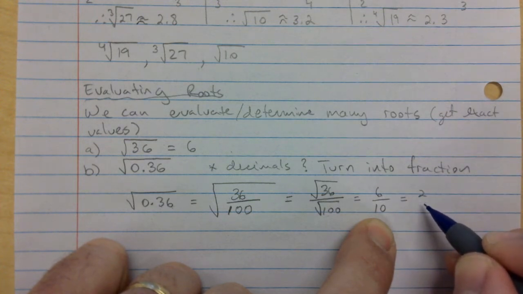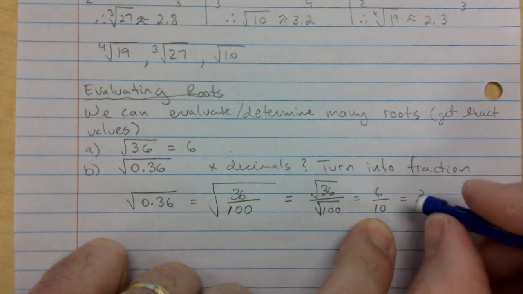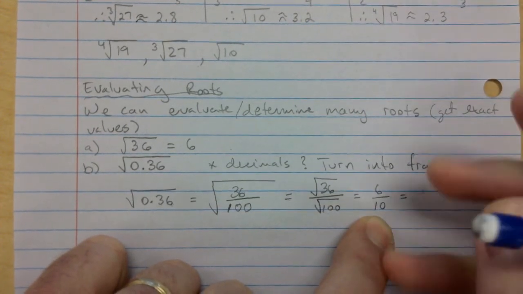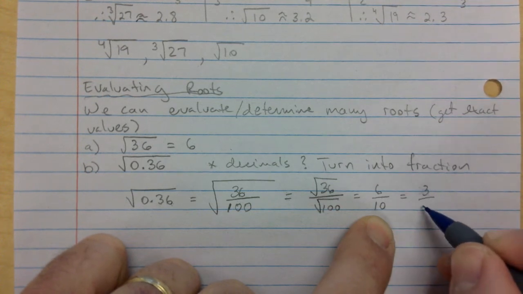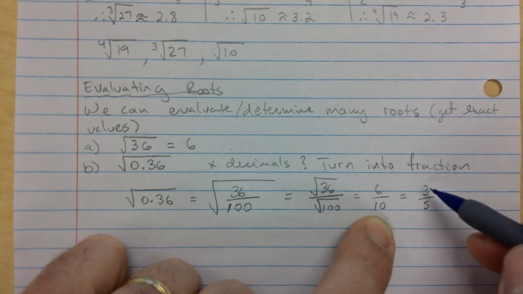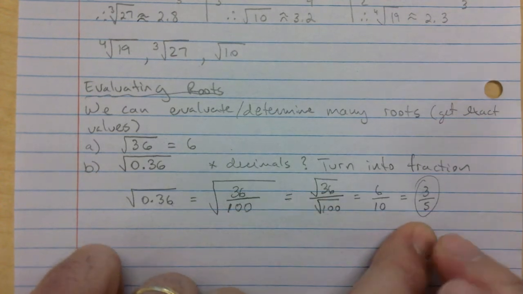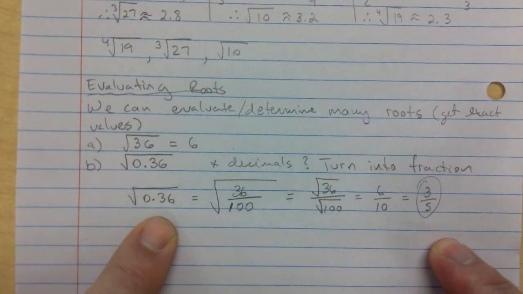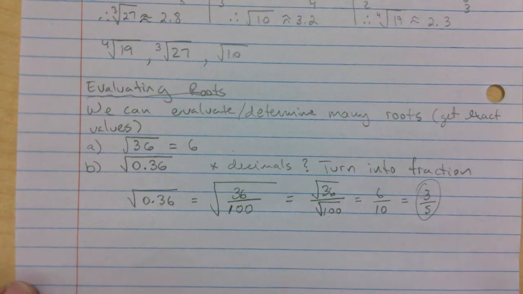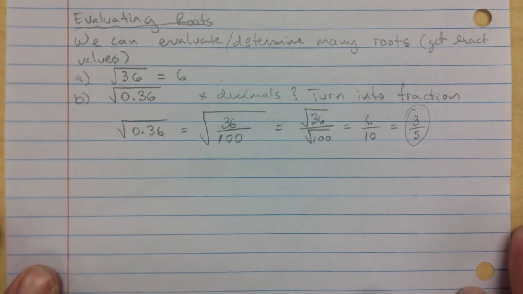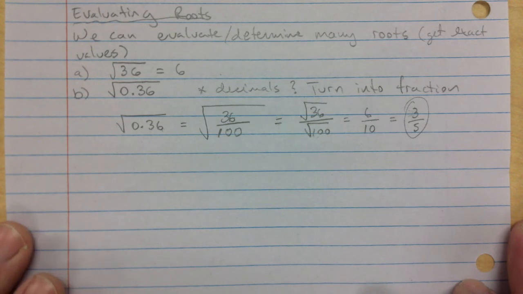Sorry, I'm off here. 2 is the only number that goes into both of these, right? 2 goes into 6 3 times. 2 goes into 10 5 times. And that's when you're done. That is the answer to this question. And you know that 3 over 5 is 0.6, right? I don't know if you remember that, but it does work out.